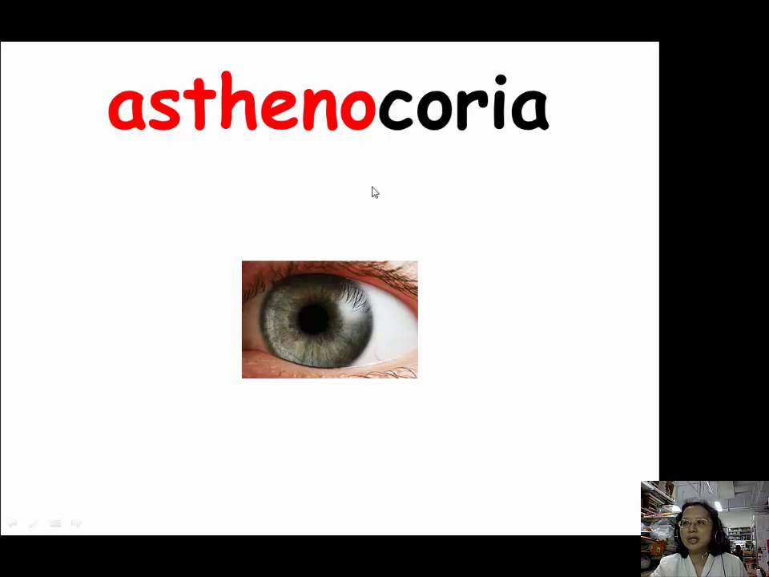asthenocoria. Asthenocoria is the sluggishness of the pupillary reflex. When we shine light, our pupil will contract. But if the speed of contraction is too slow, it's called asthenocoria, and it's usually seen in hypoadrenalism.